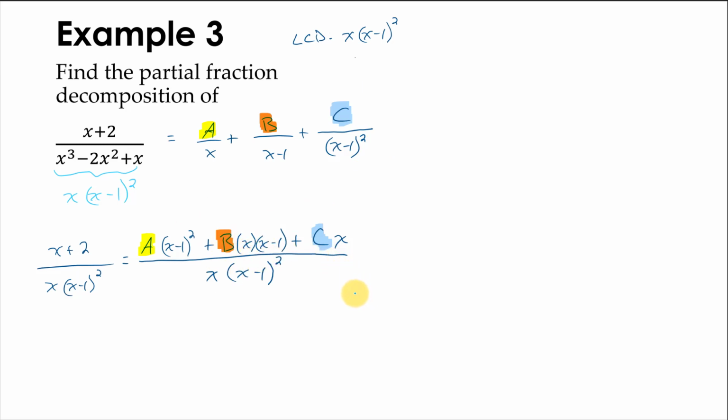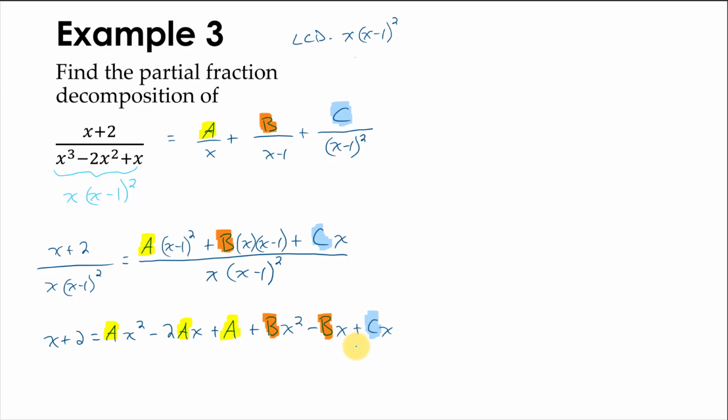Okay, go ahead and FOIL this out and then distribute my a. Okay, again, I have to FOIL first and then distribute. Okay, when I do that, I get x plus 2 equals ax squared minus 2ax plus a plus bx squared minus bx plus c. Okay.